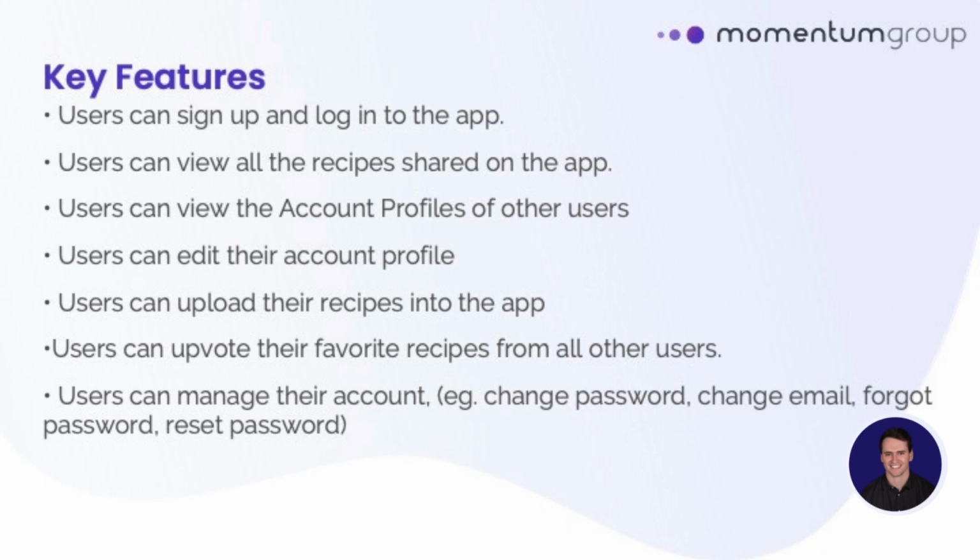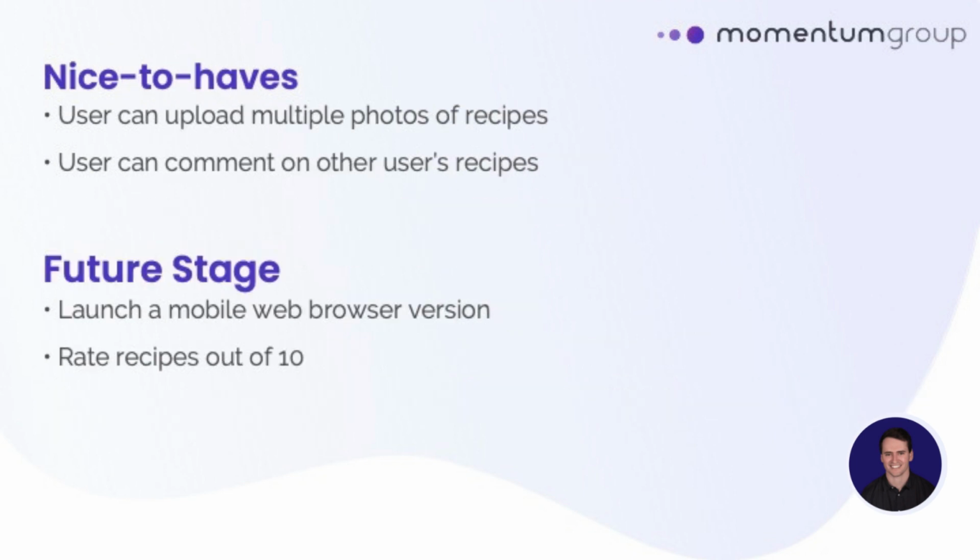And then moving on to nice to haves. Nice to have features are features that may not be necessary to the core functionality of your app, but as the name suggests, are nice to have. So, for this example, in this recipe dessert app, users being able to upload multiple photos of recipes instead of just one. Users being able to comment on other users' recipes as well. These are things that won't necessarily impact the core functionality, but might make it a little bit better, and maybe add an extra level of polish.